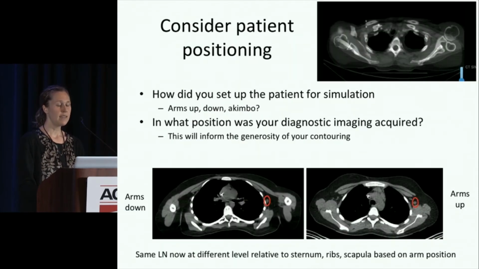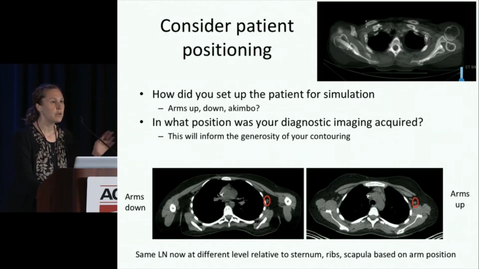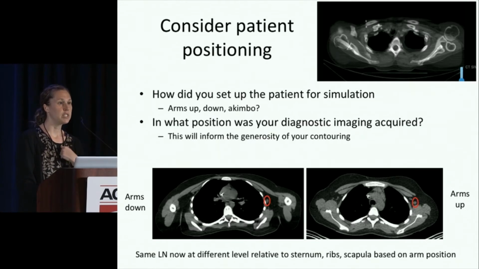The second thing to really seriously consider is your patient positioning. There are a couple of different things that we consider when we're setting our patient up for simulation. Specifically, what areas of disease are involved? Is it just a neck? Is it neck and mediastinum? Is the axilla involved? And is this a female or a male patient?